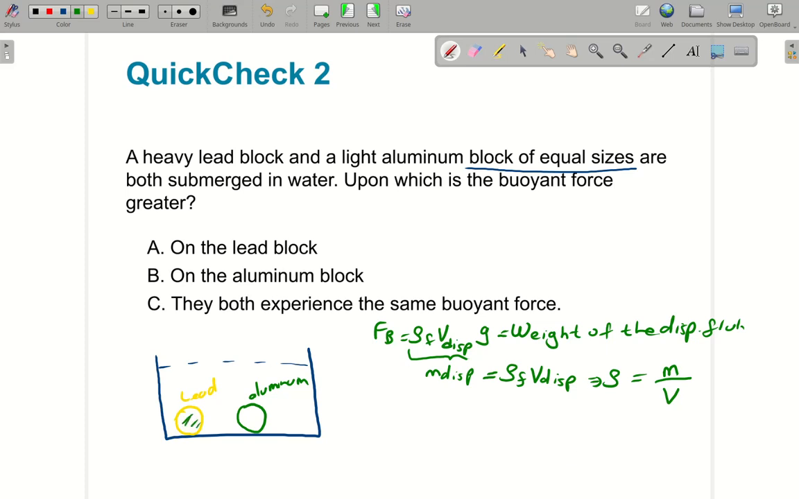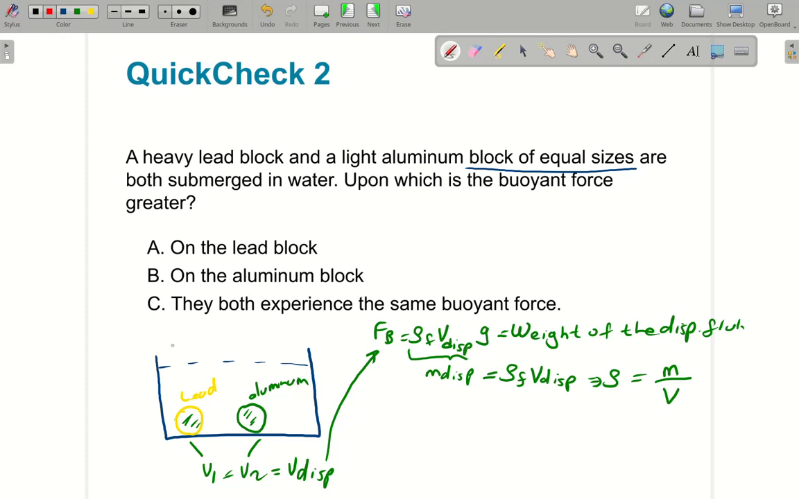So equal size means they have the same volumes, right? V1 is equal to V2. V lead is equal to V aluminum. When I put them and submerge them in the water, they both will displace the same amount of volume. And that tells me the buoyancy force will be the same as long as the displaced volumes are the same. No matter how heavy one is, it will be the same.